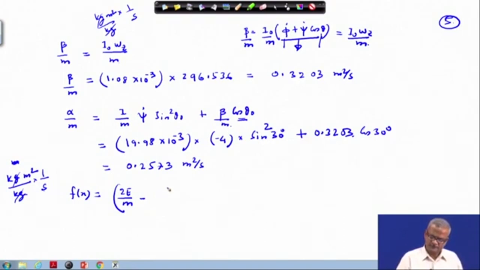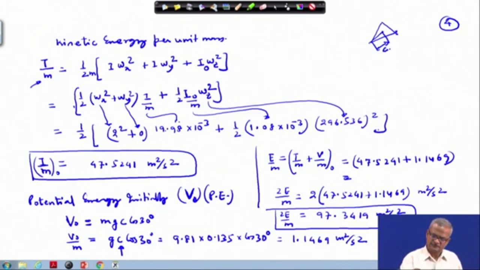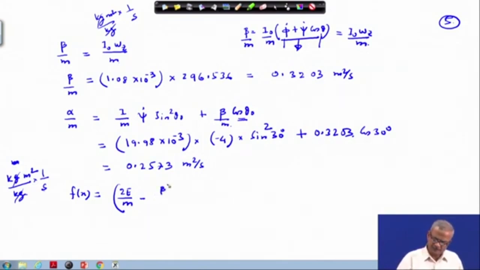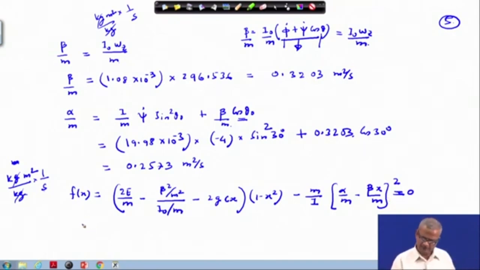Okay, going back to the original equation, this is the equation we are looking for and we are setting this to 0. So, we divide throughout by m. So, we can write it like this. Okay, and we need to insert all the values here. Your quantity E is a constant, this 2E by m we have already computed. So, this turned out to be a constant.